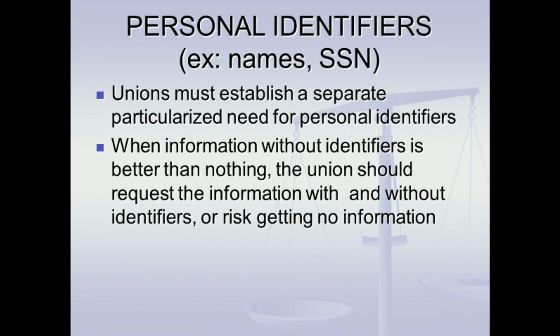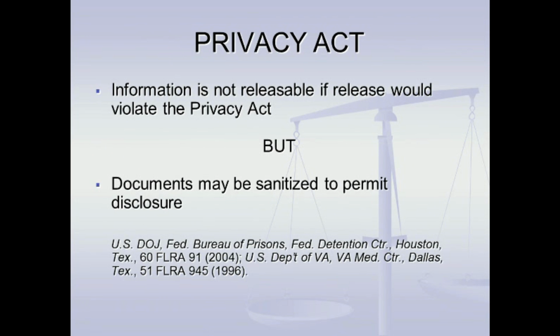Sometimes the union is requesting personally identifying information. If the union wants employees' names, for example, the union must establish a separate particularized need for personal identifiers, and when information without identifiers is better than nothing, the union should request the information with and without identifiers, or risk getting no information at all. When the union is requesting information that violates the Privacy Act, the union can request that the documents be sanitized or redacted to address those concerns.